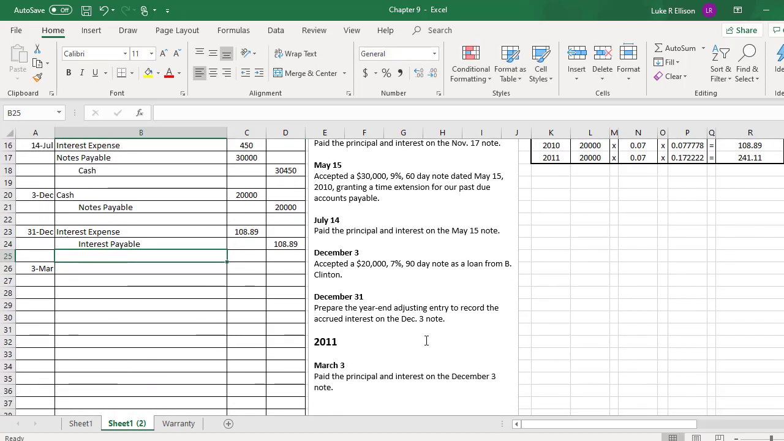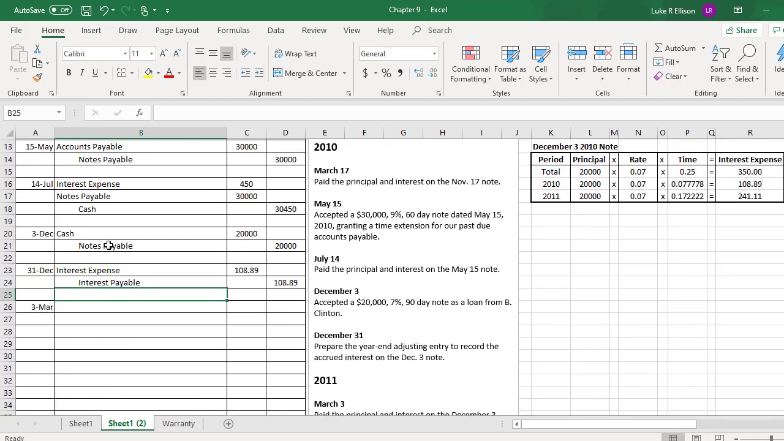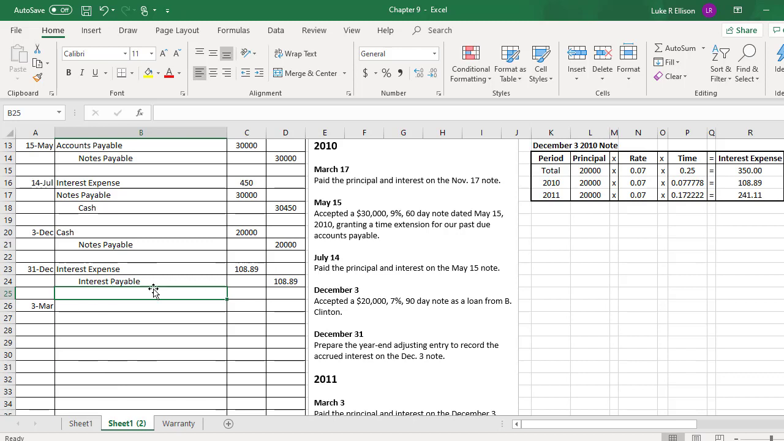Finally, on March 3rd of 2011, we are going to pay the principal and the interest on the December 3rd note. So in many ways, this is going to be similar to the March 17th payment of the note, since this one was also over the calendar year. So maybe I'll give you a moment now to pause the video and see if you can come up with the answer for this final journal entry. Alright, we are back with the final journal entry.